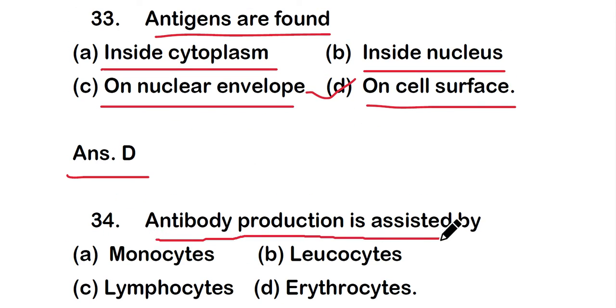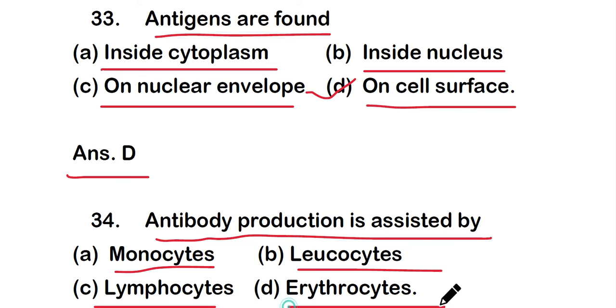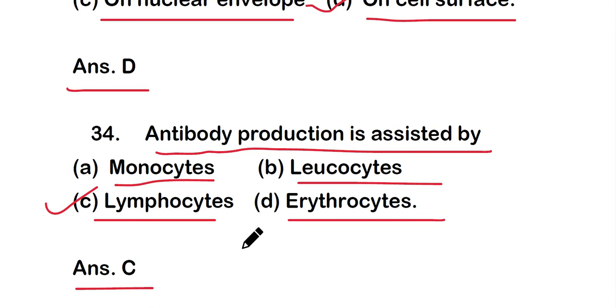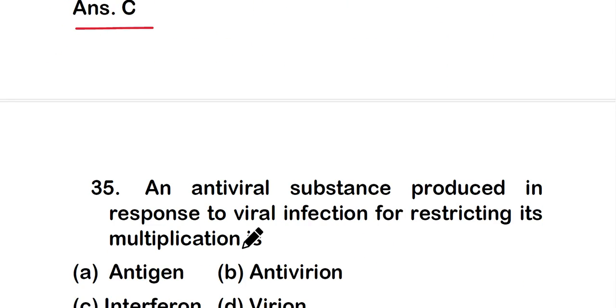Antibody production is assisted by option A, monocytes, option B, leukocytes, option C, lymphocytes, or option D, erythrocyte. And the right one is option C, that is lymphocytes. So antibody production is assisted by lymphocytes. Okay, so next one is question number 35.